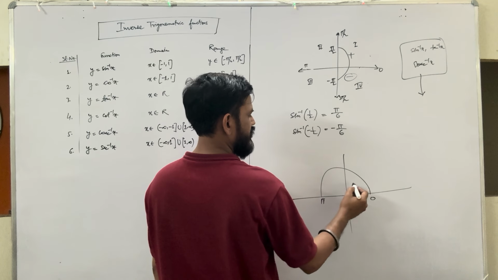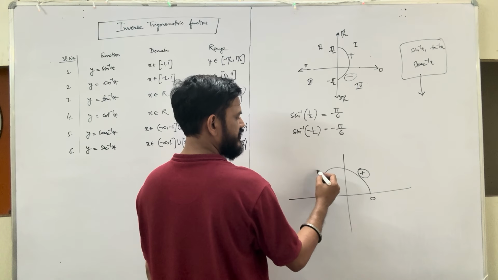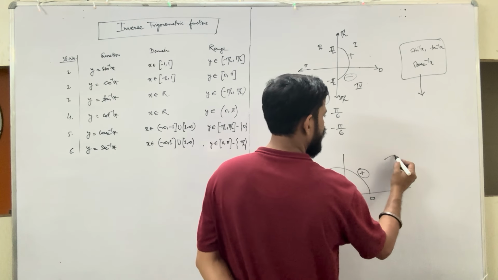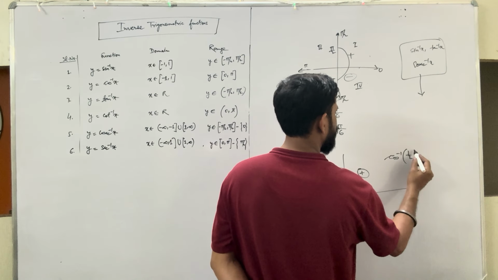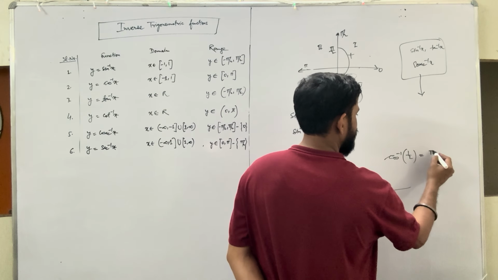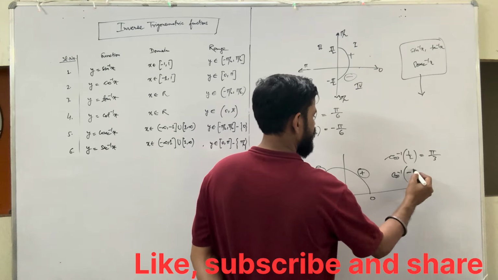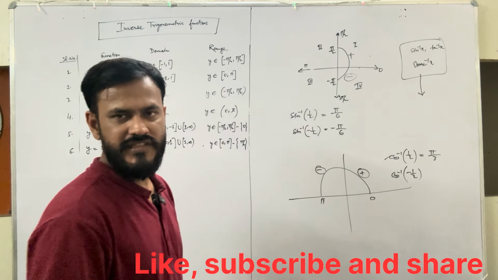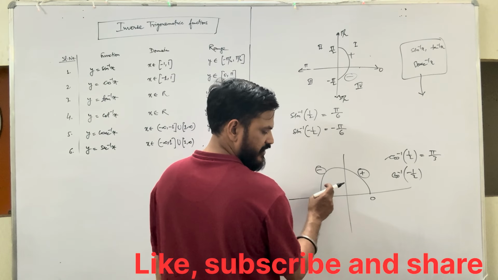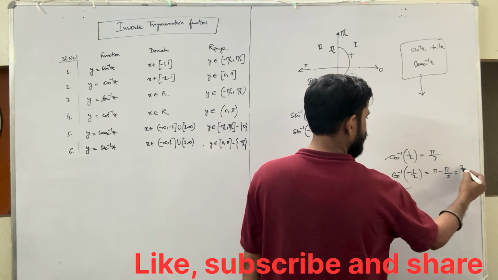Now here you have 0 to pi. If the argument is positive, you get it in the first quadrant. If it is negative, you go to the second quadrant. For example, cos inverse half, the argument is positive, so you must be in the first quadrant. The answer should be pi by 3, that is 60 degrees. But if the argument is negative, that is minus half, then you should get into the second quadrant. Your answer will be pi minus pi by 3, which is 2 pi by 3.